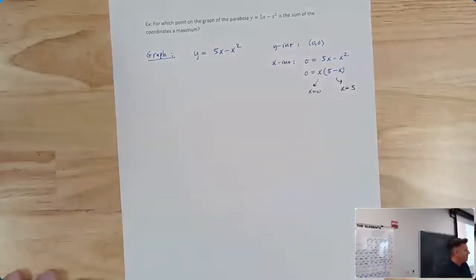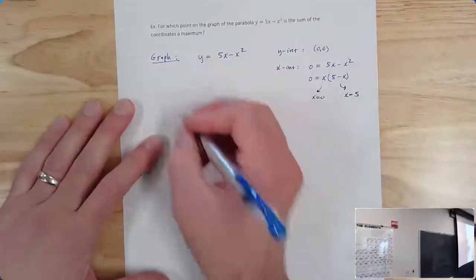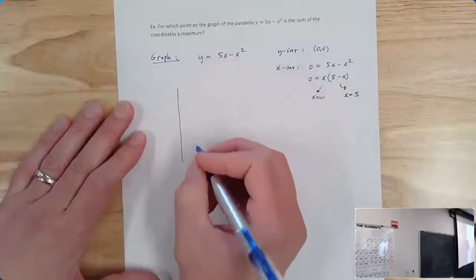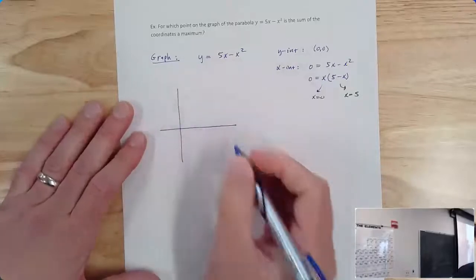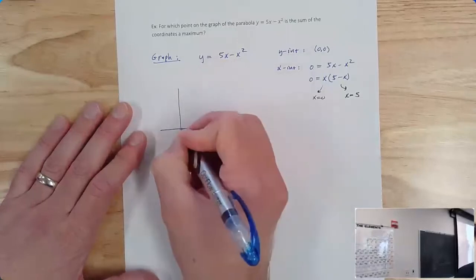And I'm not going to find the vertex. I've said like 1,000 times the vertex is the most important point of the parabola. That is true, but I don't really care in this instance. So just believe me for a minute. It's really okay to not always graph the vertex. I'm still going to graph the vertex. So here are my intercepts, x equals 0 and x equals 5.